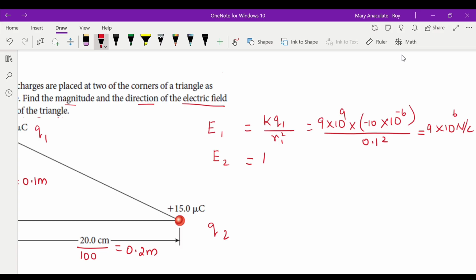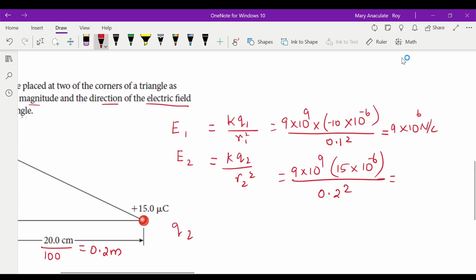Now this is also E2, K Q2 over R2 square. So Q2 is 15 microcoulomb, so you convert it to coulombs by multiplying it with 10 to the power of negative 6. The distance is 0.2, so 0.2 square. This should give you 3.38 times 10 to the power of 6 Newton per coulomb. And there is a negative sign here.